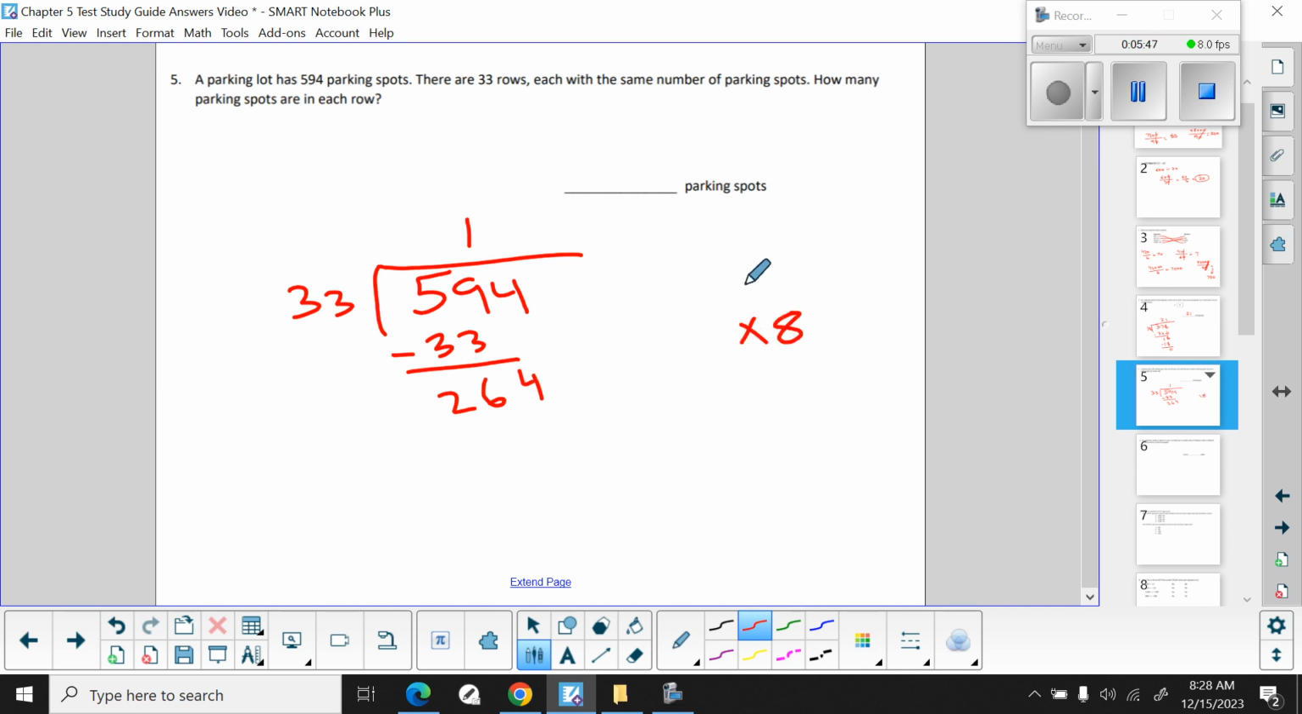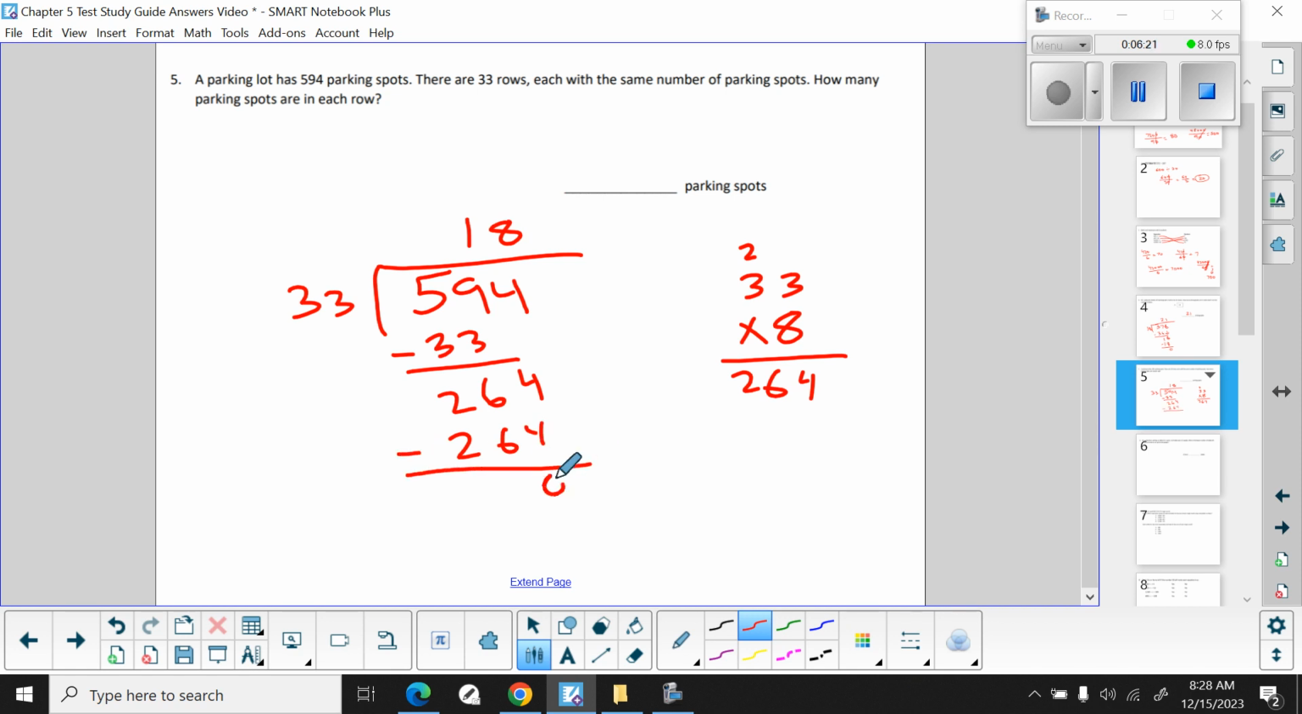8 times 33. 8 times 3 is 24, carry the 2. 8 times 3 is 24, plus 2 is 26. Yeah, it's exactly 264. So if I would have done 9 times, it would have been too much. But that's okay. If I made the mistake, I could just say, okay, I got a number that's higher than 264, and I could have tried 1 lower. But the correct number is 8 times. So 8 times 33 is 264.